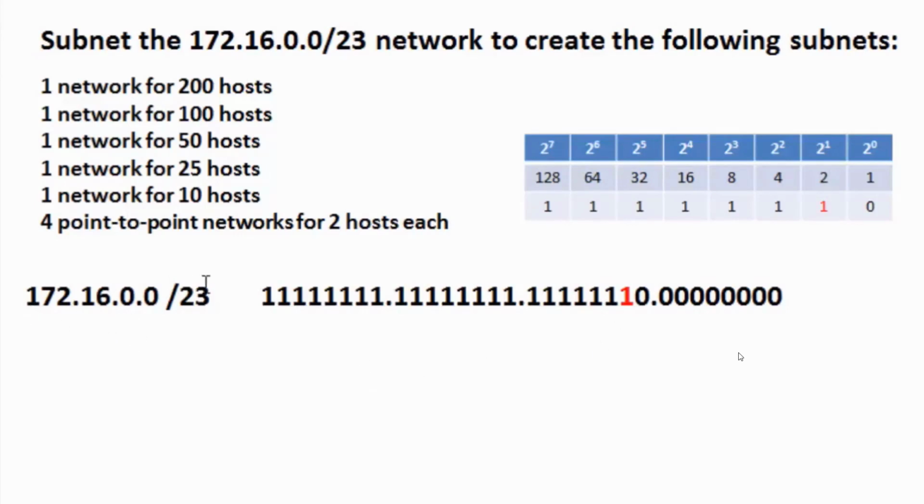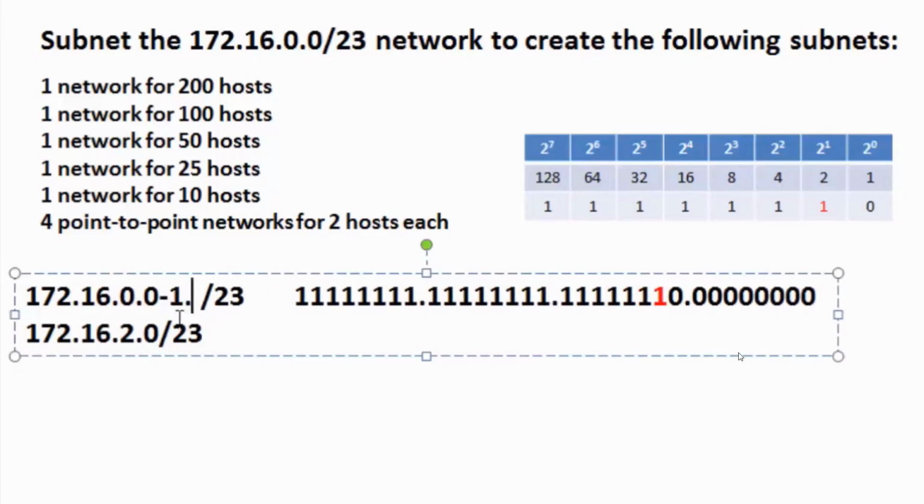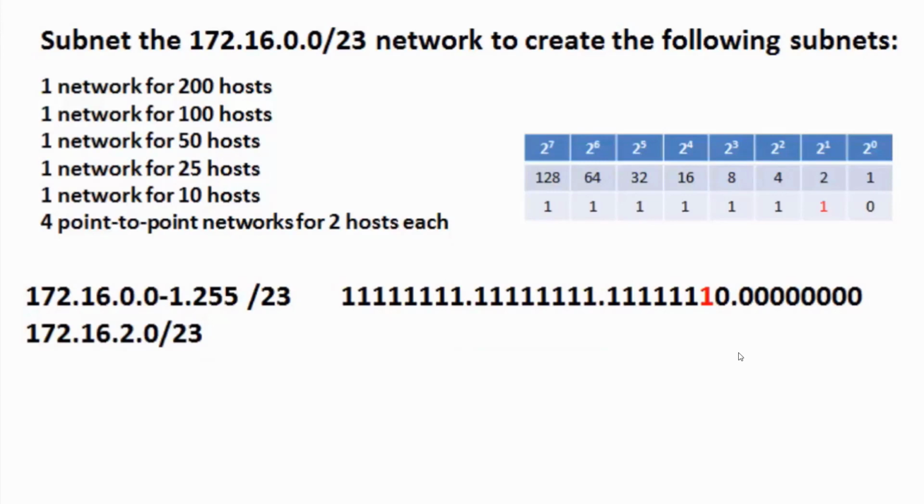So the next subnet will be 172.16.2.0/23. So the address space that we're working with goes from 172.16.0.0 all the way up to 172.16.1.255. Let's see if this is enough addresses to create all of these subnets for this specified amount of hosts. I can see that starting from a /23 subnet mask, we have 9 host bits, so effectively there's 512 hosts.